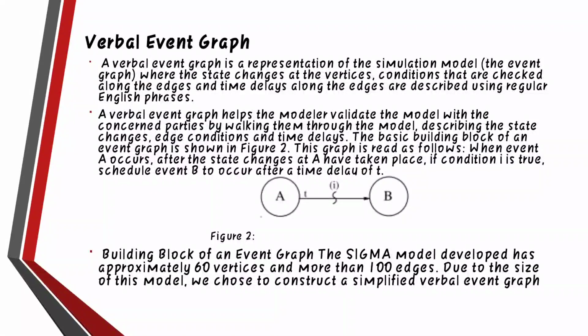This graph is read as follows. When event A occurs, after the state changes at A have taken place, if condition I is true, schedule event B to occur after a time delay of T. This is the block diagram of the verbal event graph.